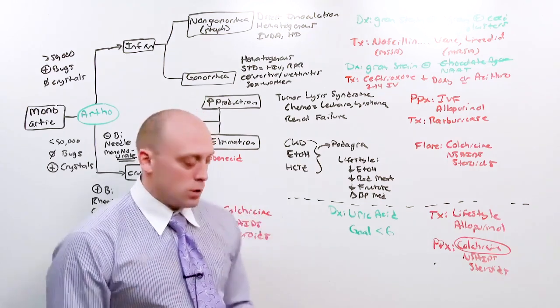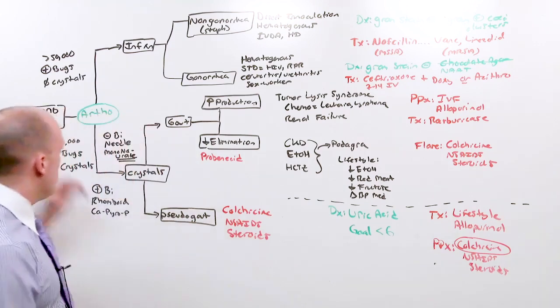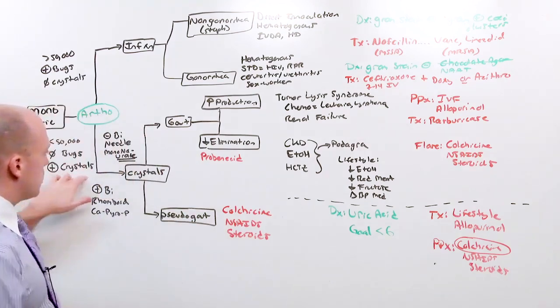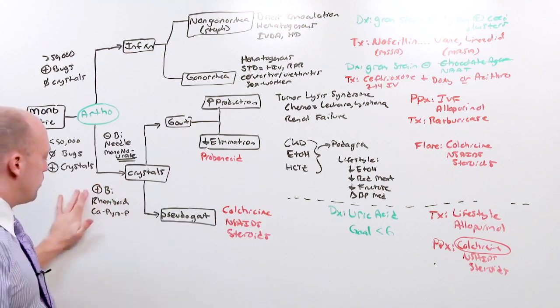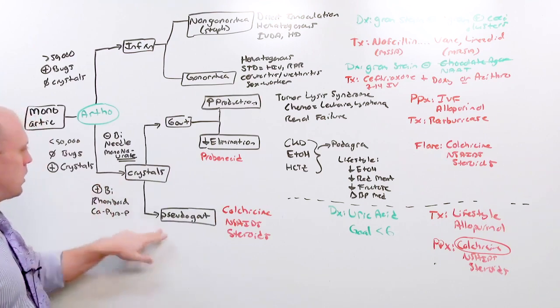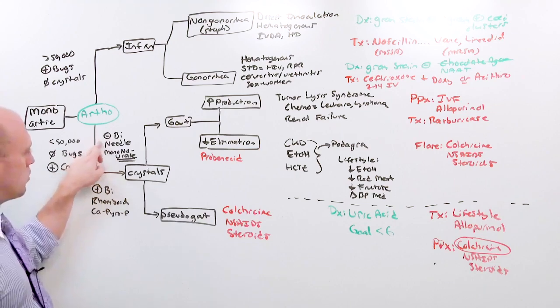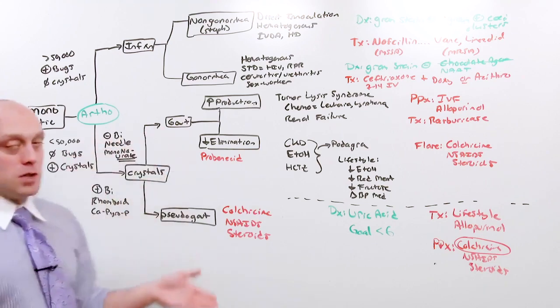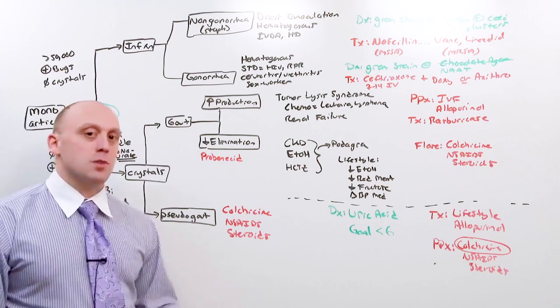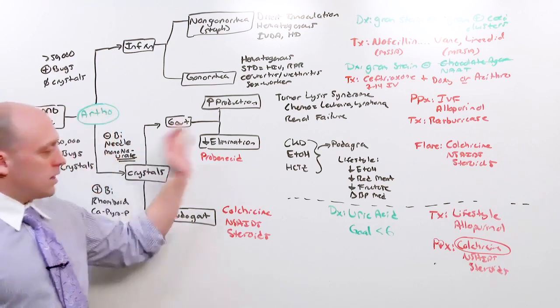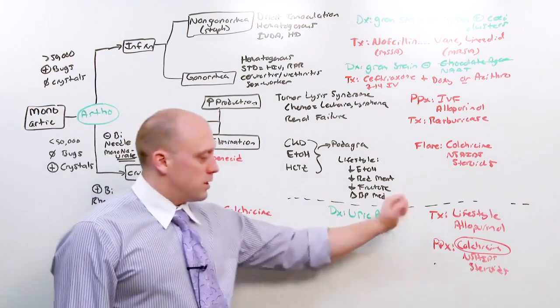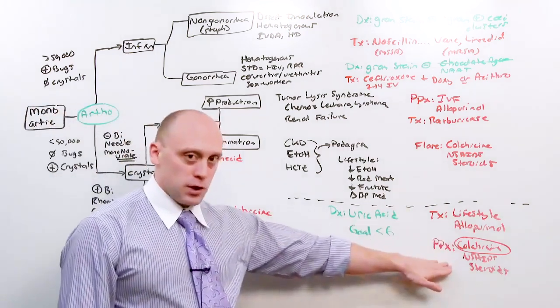All right, let's clip through this really quickly one time. You tap the joint. If there are crystals, it's a crystal disease. Positive birefringent rhomboids, pseudogout; negatively birefringent, needle-shaped crystals, gout. You're going to treat them the same for the flare: colchicine, NSAID, steroids based on their comorbid conditions. For gout, get the uric acid down using lifestyle changes and allopurinol, and prophylax using colchicine.